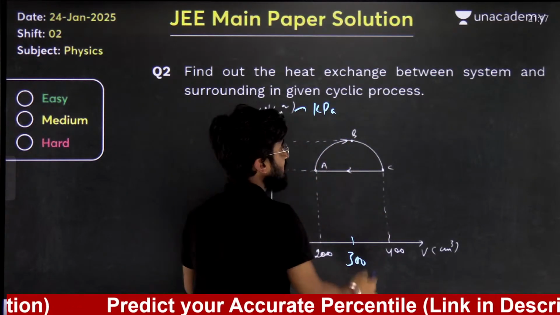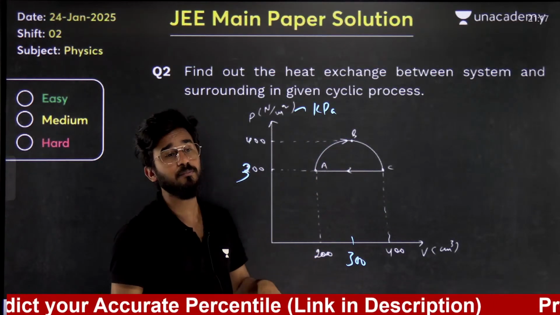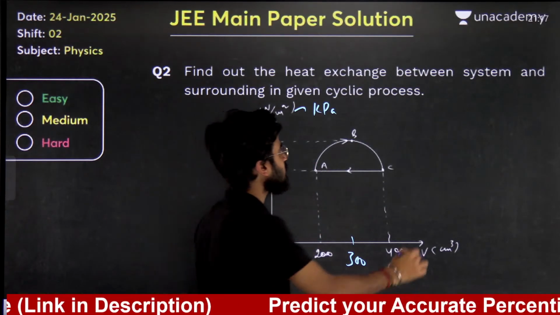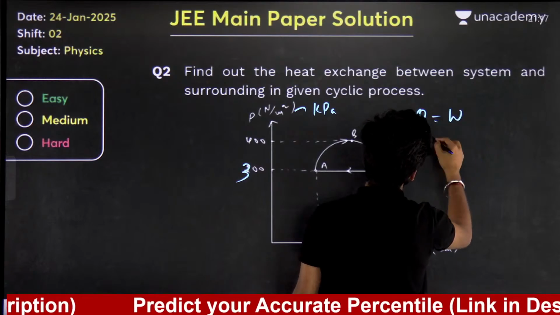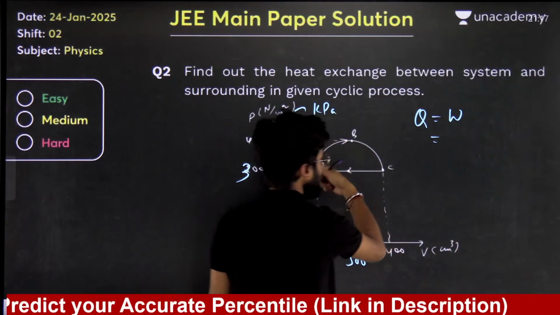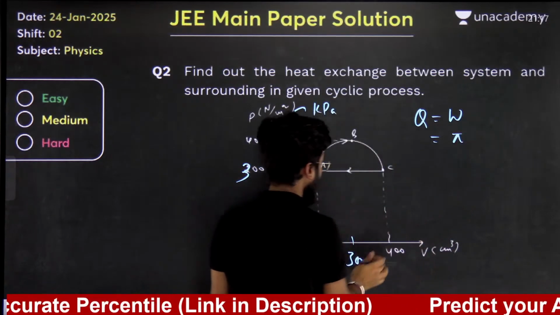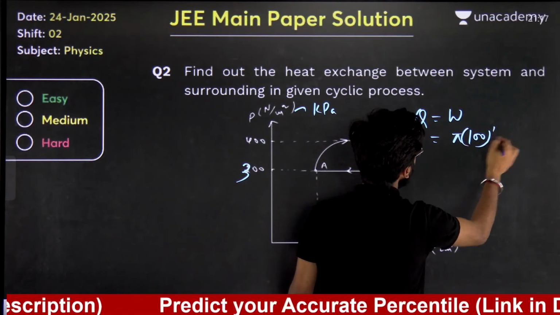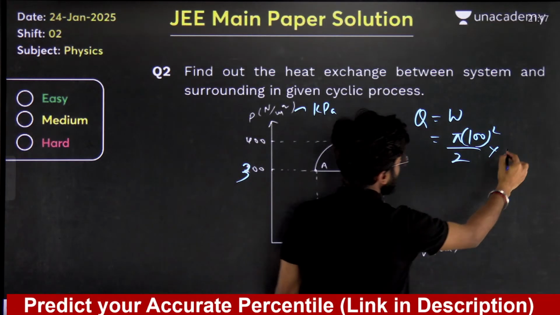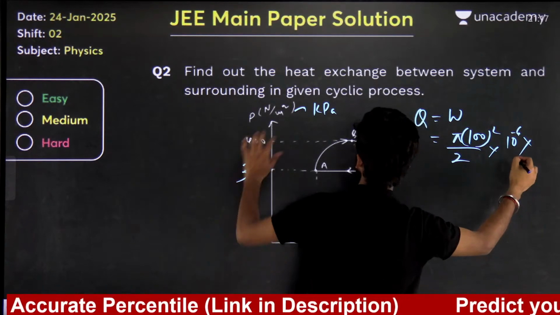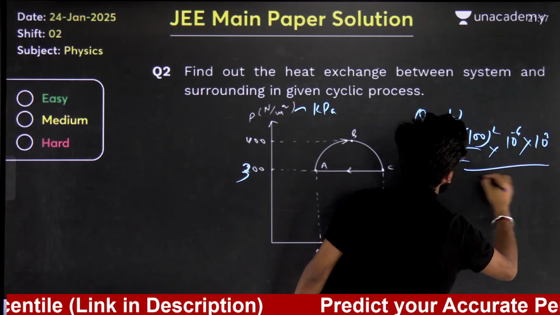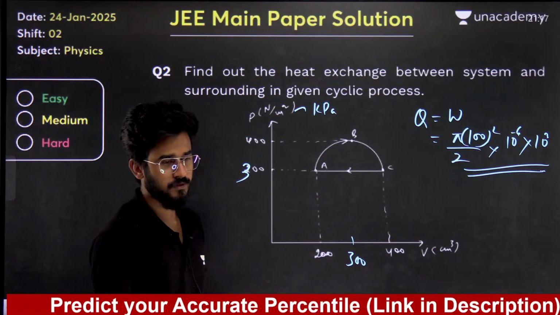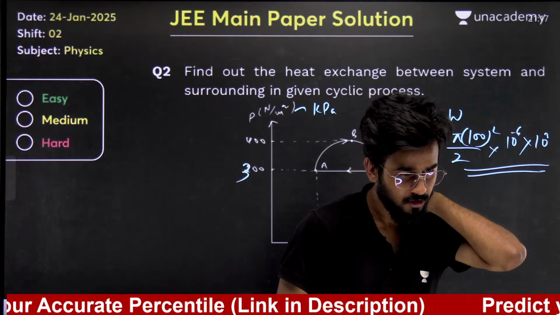Since it is a cyclic process, there is no change in internal energy, which means the heat given is changed into the work done. Work done is the area under the curve, which is pi r square by 2. R is 100, so 100 square by 2, and since it is in centimeter cube, 10 to the power minus 6, and it is in kilopascal, so 10 to the power 3. Just solve it, you can get the final answer. Any doubt till here?